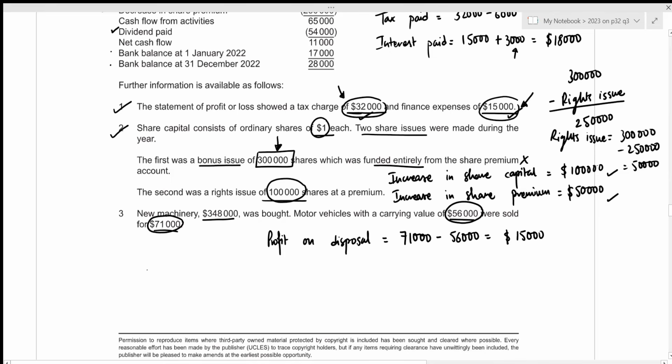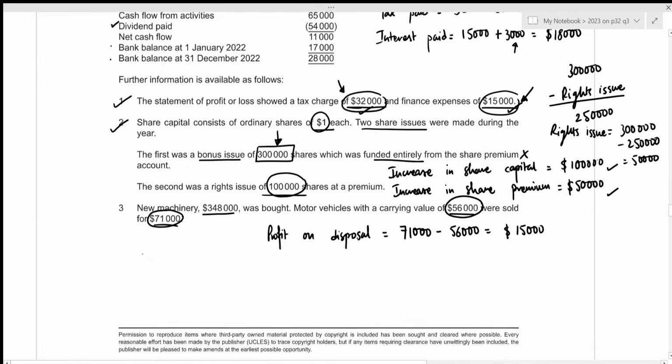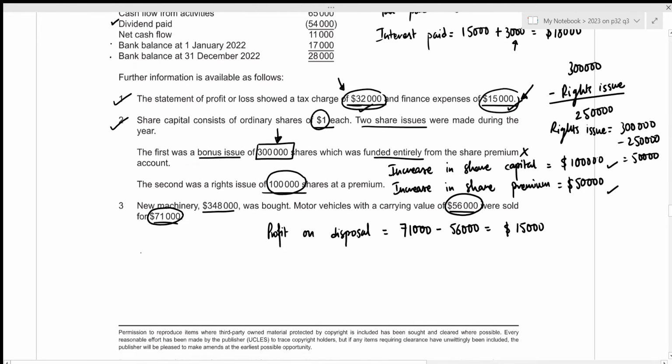Then we also need to figure out the depreciation charge for the year. And in this case, I think it will be better if we utilize our schedule of non-current assets. I'll just write down the format here. We start with the opening net book value of our non-current asset. Then if there is revaluation upwards, we add it.